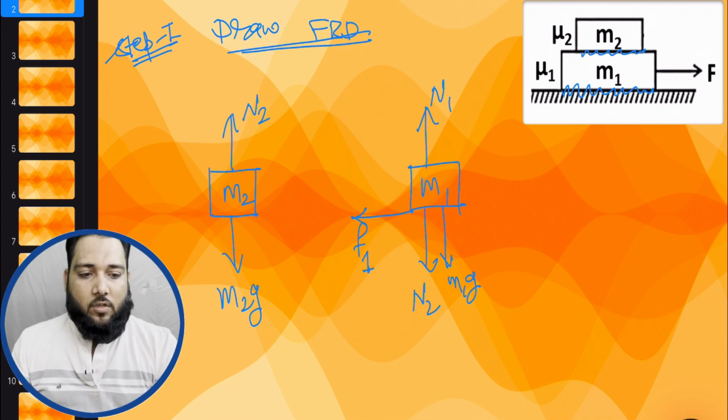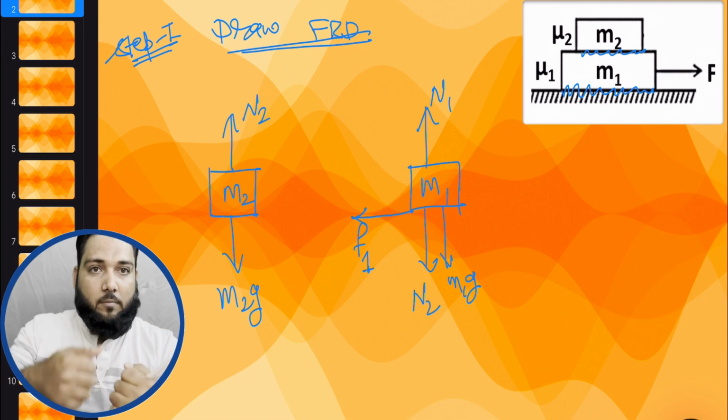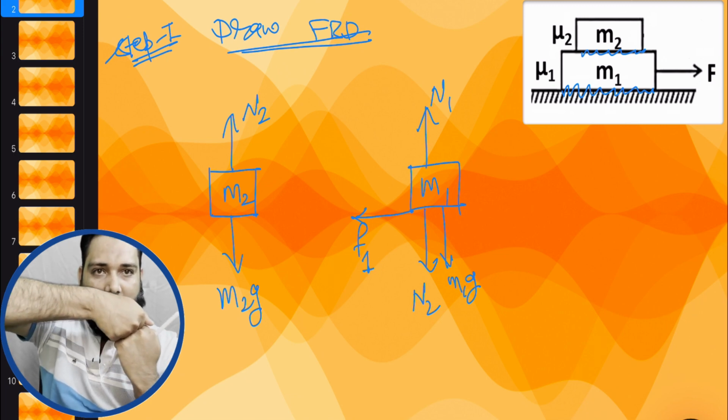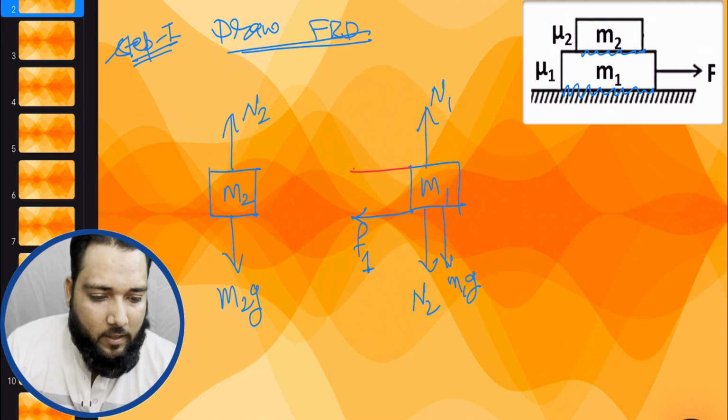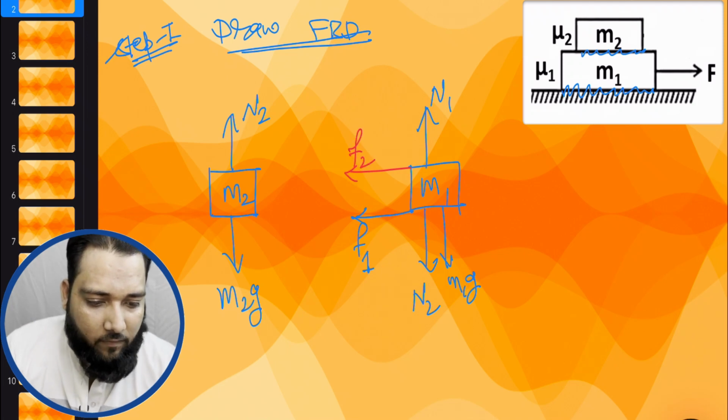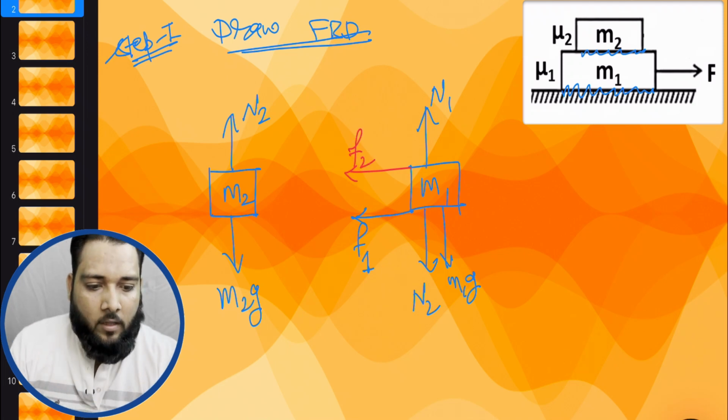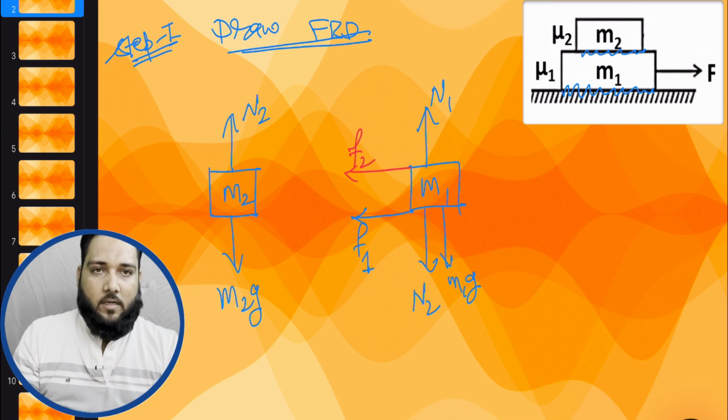So again, the direction of friction exerted by this M2 block on M1 is the backward direction. Are you getting my point? This is very important, to find out the direction. This and this force is F. Up to here, everything is clear.